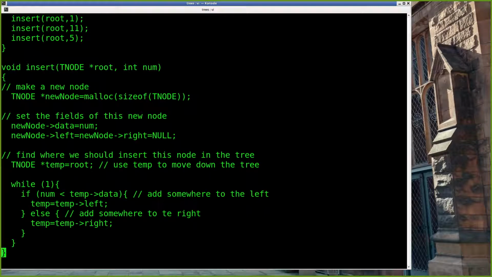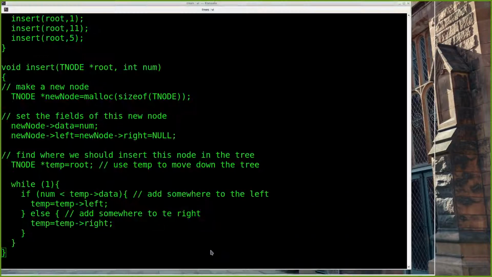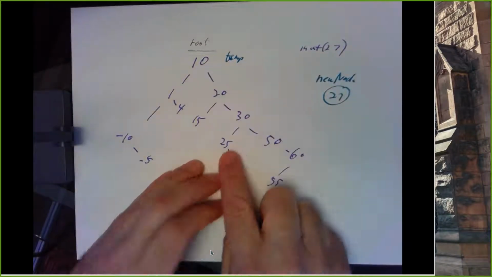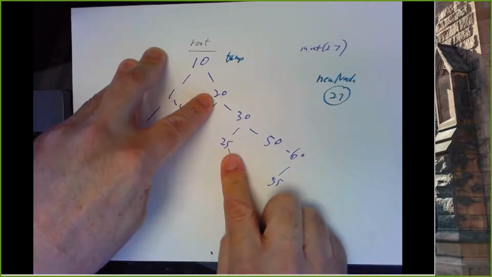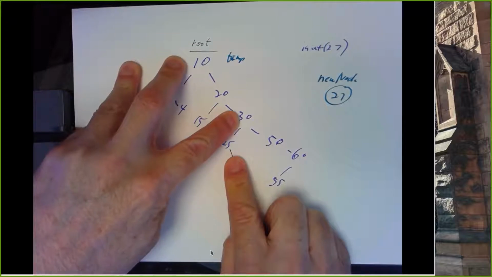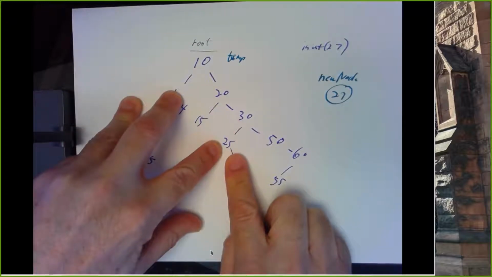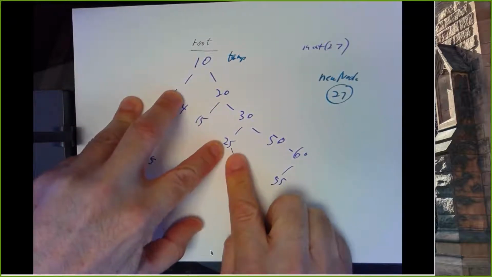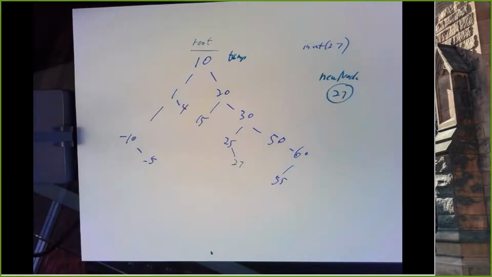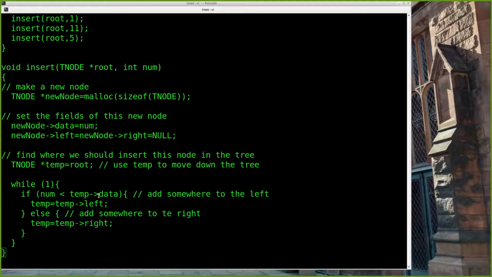All right. Well, what we've got right now is good for moving down the tree. Let's say we want to insert our 27, and this wasn't here. We'll start here. 27 is bigger than the root, so temp will become here. 27 is bigger than the root, so temp will be here. 27 is smaller than the root, so temp will be here. 27 is bigger than the root, so temp will change to null. But once that happens and we come back here and we look at temp arrow data, we're going to seg fault.